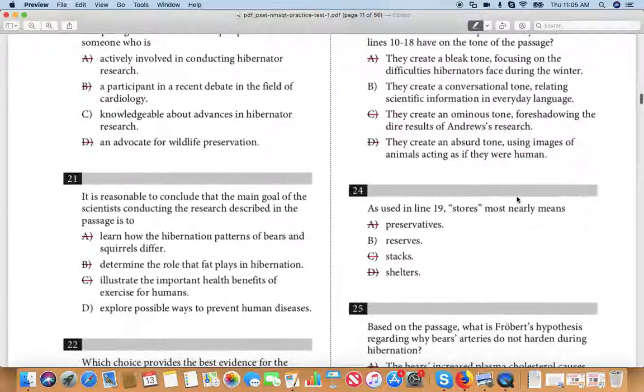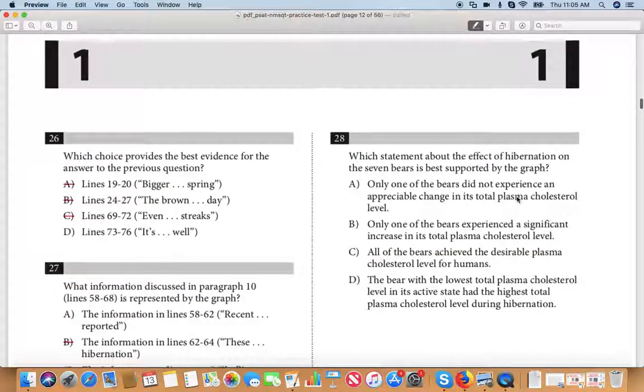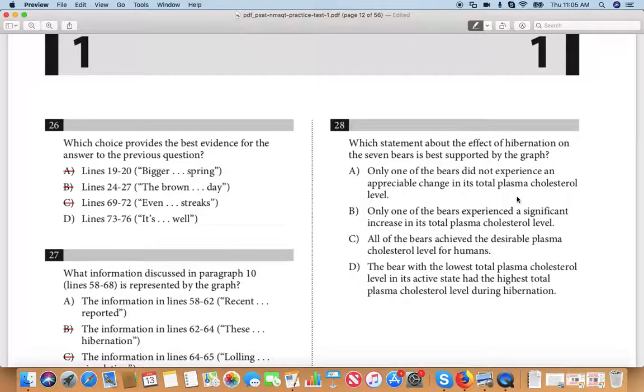So is answer choice A a true statement? Did only one of the bears not experience an appreciable change? Yes, that's a true statement. That's supported by the graph. That looks good. Let's eliminate the incorrect ones then. Go and read B.